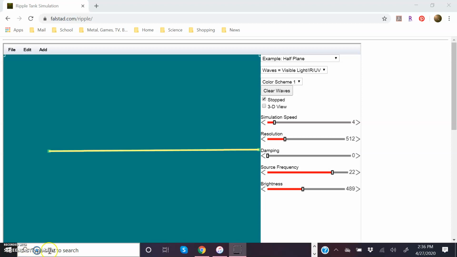What I'm going to do first is set up this barrier right here in yellow, as you can see, and then right here is an opening. Let's say that this here is the doorway, and this is the wall of the classroom. Let's first simulate what happens here by using light.